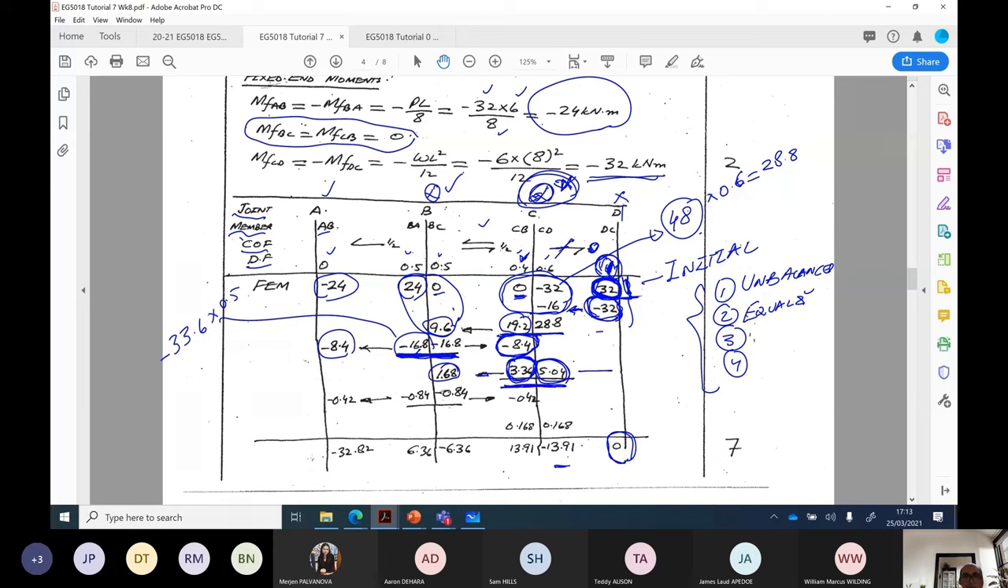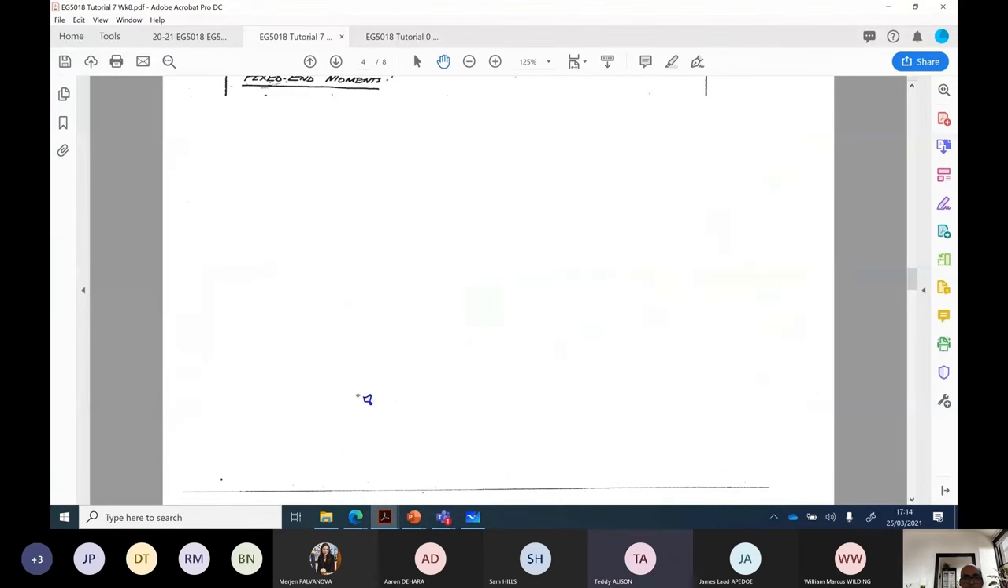And then I will go away and unclamp joint B. For joint B, what is the unbalanced moment? 1.68. What will be equal and opposite? Minus 1.68. And how is it going to be distributed? According to distribution factors, which is half and half, minus 1.68 divided by 2, you're getting minus 8.4. Fourth step is to carry it over. So carry over factor is half, and then again carry over factor is half over here.